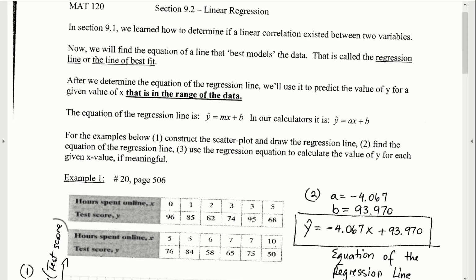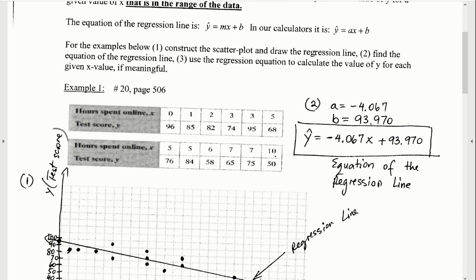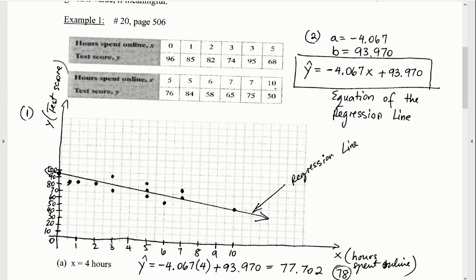Let's look at some examples here. For example, let's construct the scatter plot and draw the regression line. We will also find the equation of the line of regression, and we'll use the regression equation to calculate the value of y for each given x value if it's meaningful. In this data set, we have a relationship between hours spent online the day before a test and the test score a student gets on the exam.